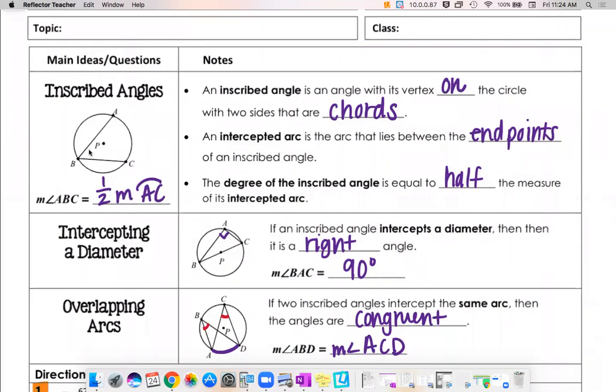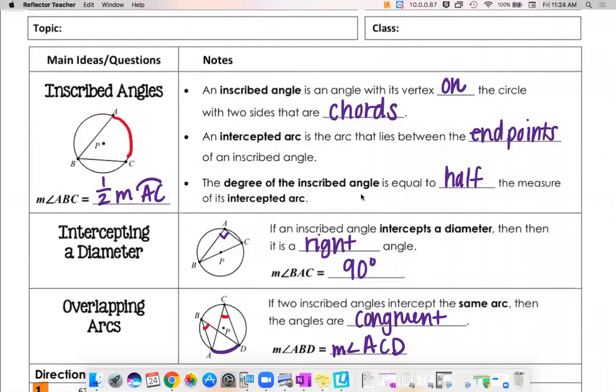So inscribed angle, this angle right here, angle ABC, is an inscribed angle because its vertex is on the edge of the circle and then its two sides are chords. Remember, the chords are the line segments that touch two sides of a circle. And then an intercepted arc is the arc that lies between the endpoints of the inscribed angle. So the intercepted arc for this one would be this arc AC, because that's the arc that lies in between those two chords, and it creates this angle as well.